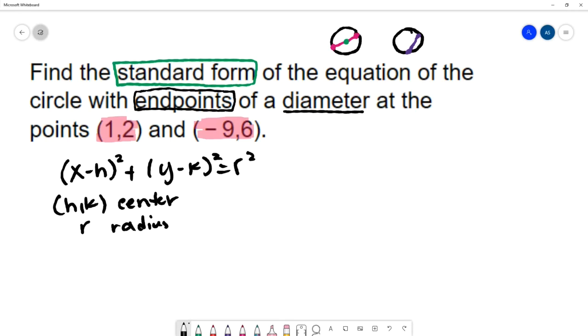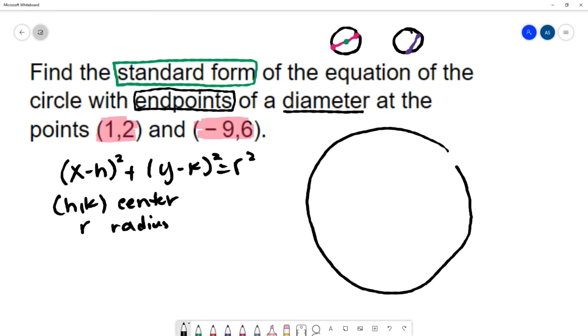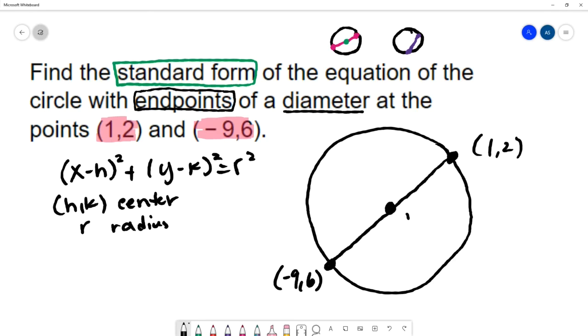So I'm going to draw a really big circle because it's helpful to visualize what we're going to do here. So we've got 2 points on the circle. Let's say this one is (-9, 6), and this one over here is (1, 2). And we know that these are endpoints of the diameter. The center is going to be right in between those 2 points, in the middle.